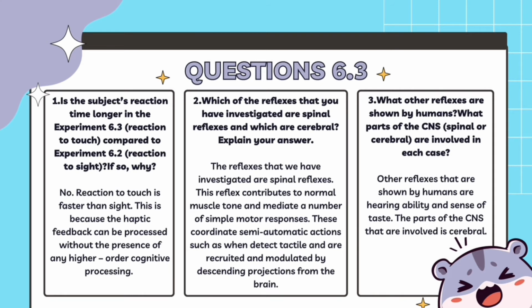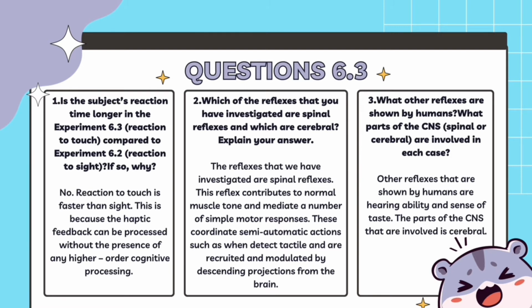First question, is the subject's reaction time longer in experiment 6.3, reaction to touch, compared to experiment 6.2, reaction to sight? If so, why? The answer is no. Reaction to touch is faster than sight. This is because the haptic feedback can be processed without the presence of any higher order cognitive processing.